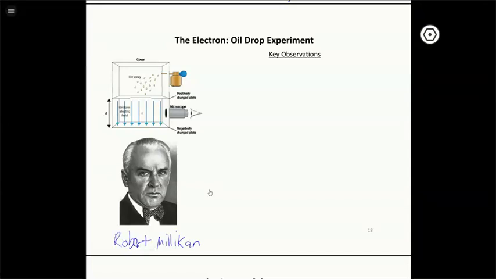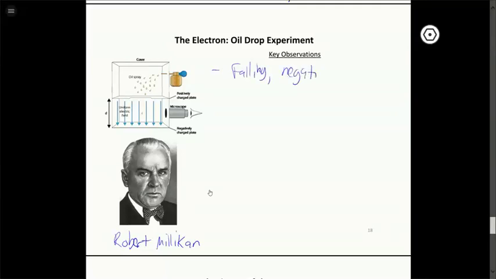And he knew the mass of the drops, and he knew their charge and all that stuff. So there's a lot of physics here that we're not going to go into details of, but that's kind of the setup of his experiment. And our more important thing to learn is what are the key observations of this. So these falling negatively charged oil drops were stopped by an electric field.